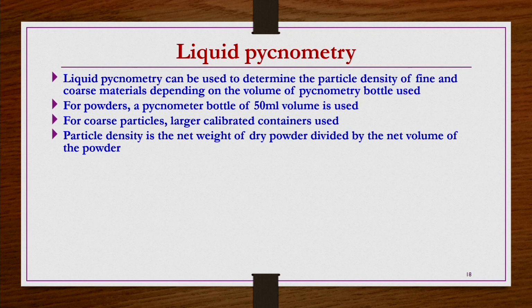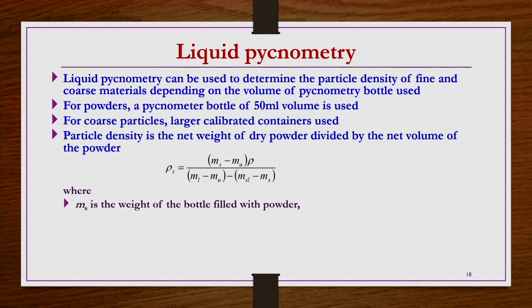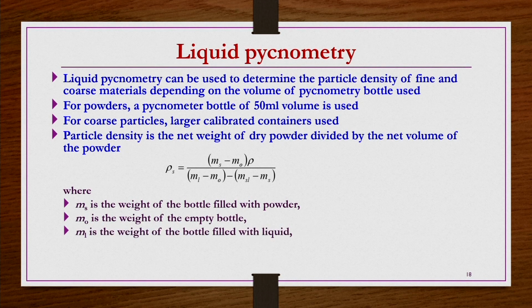When you use liquid pycnometry, you can get rho_s = (ms − m0) rho / ((ml − m0) − (msl − ms)), where ms is the weight of the bottle filled with the powder, m0 is the weight of the empty bottle used for these measurements, ml is the weight of the bottle filled with only liquid, and msl is the weight of the bottle filled with both powder and liquid. Using this principle, we can find the density of the powder material.